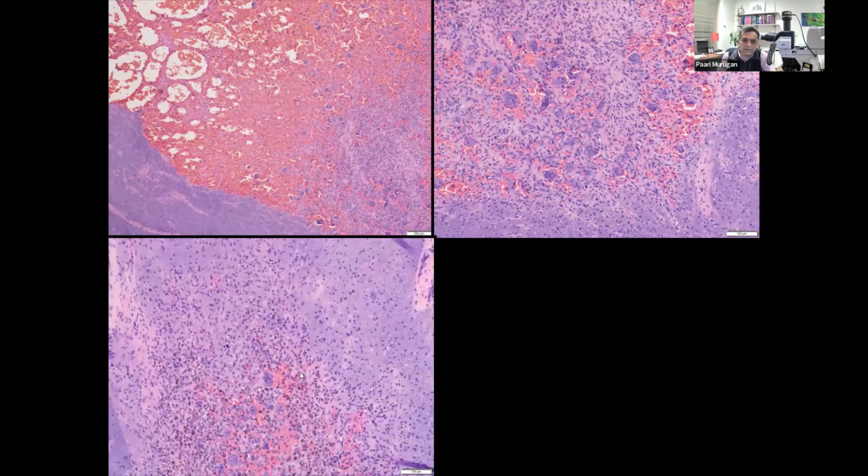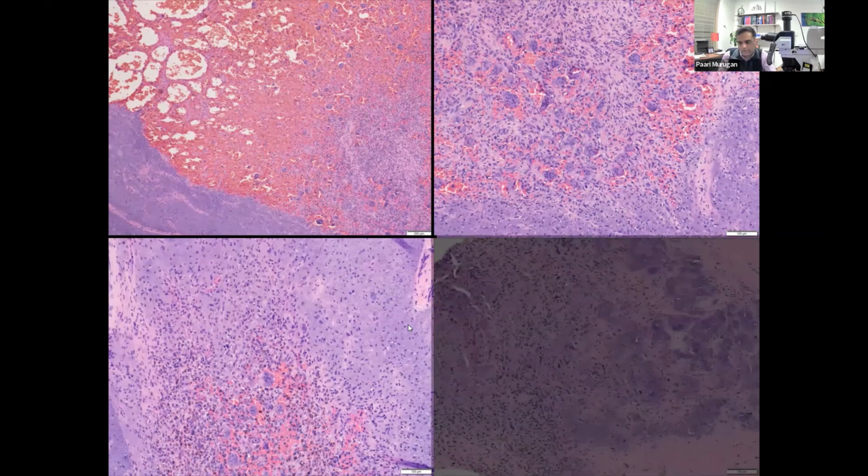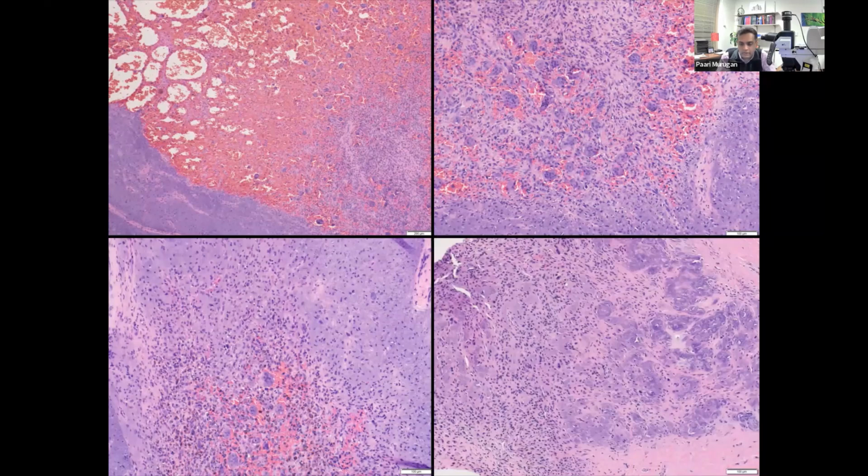And these seem to extend into the blue matrix. So there are areas where the cellularity of the spindle cells extended into the blue matrix, and it can be clearly seen over here. And there are a few vessels in here as well.